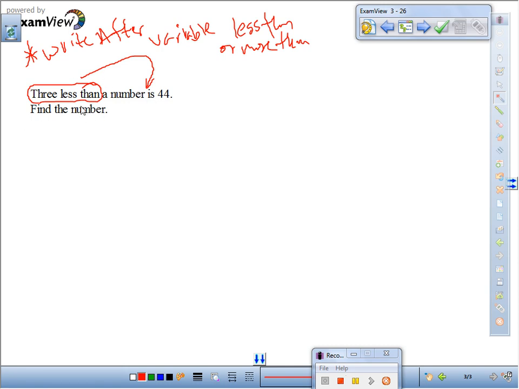Everybody look up, please, to the screen. When it says here increase or decrease, we do not write it after the variable. You just write it as is. Once again, we do not write this after the variable if it says decrease or increase. Tell your neighbor what I just said, please.